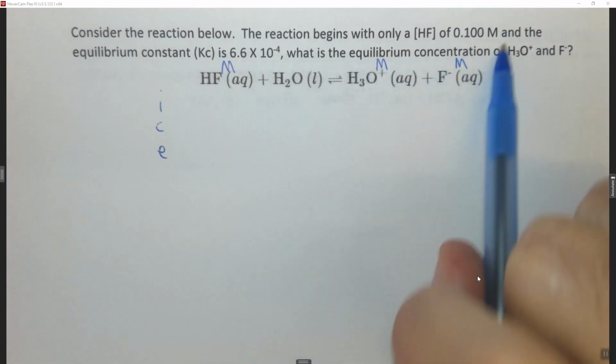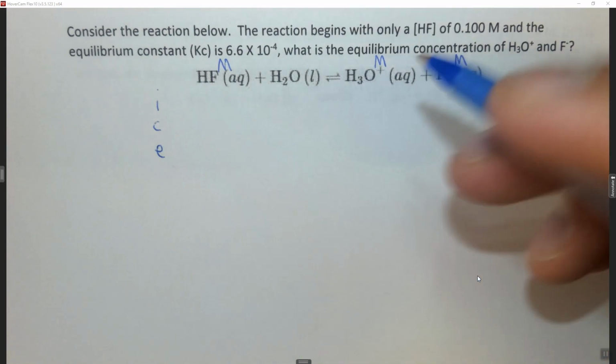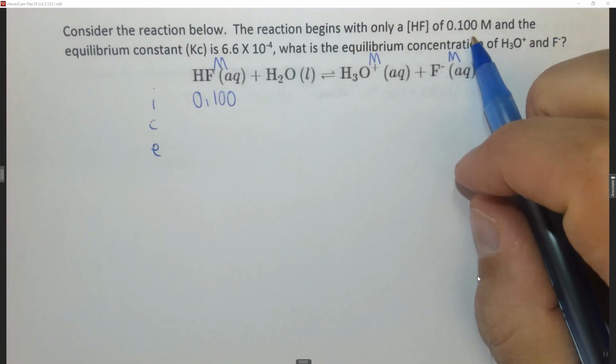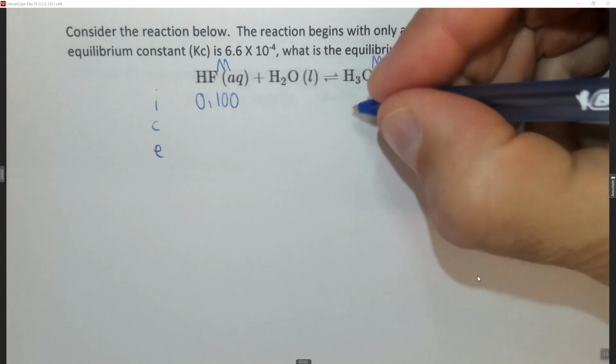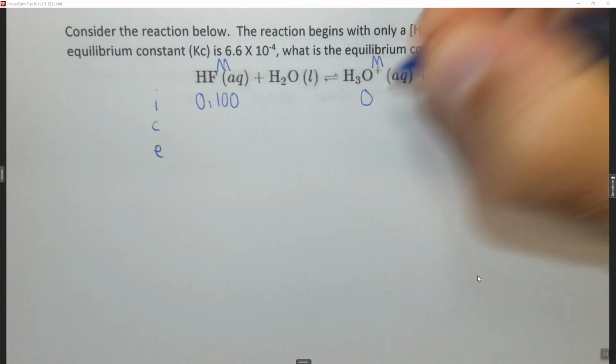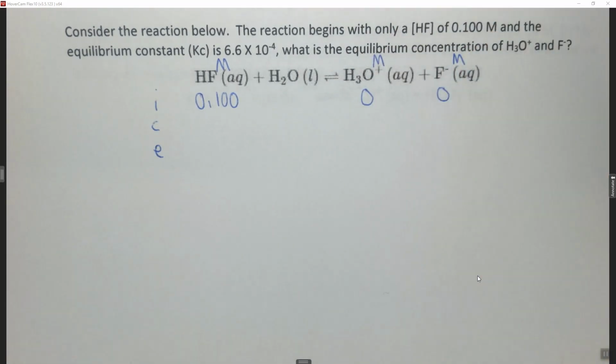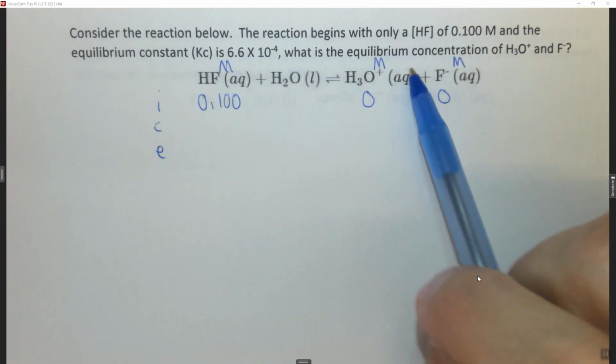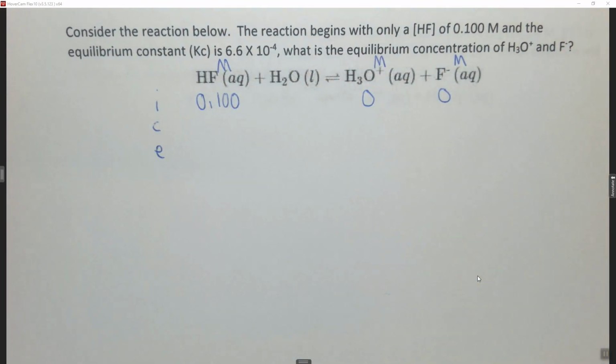So the reaction begins with only HF. So the initial concentration of HF is 0.100 molar, because that's what it tells us in the question. The initial concentration of H3O+ is 0, and the initial concentration of F- is 0, because the reaction only begins with reactants. There isn't any of these at the beginning of the reaction.